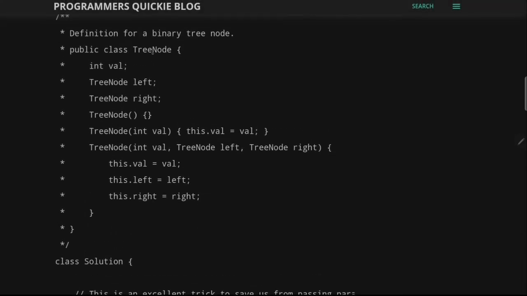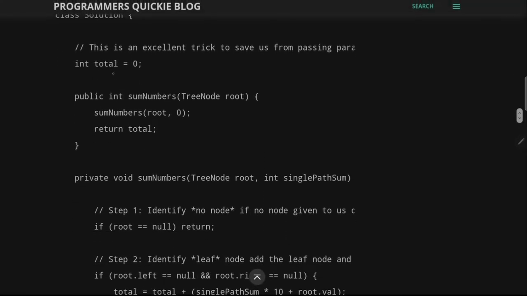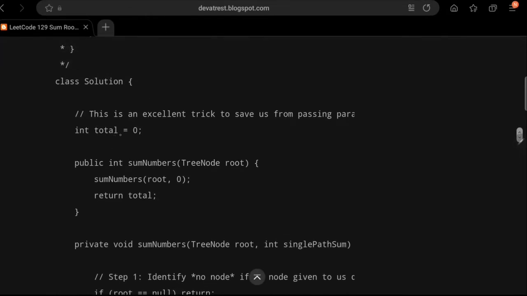So first, LeetCode is kind enough to give us the definition of a tree node. We are going to use recursion because we need to scan the tree. When you scan the tree and do operations on all the routes, recursion is a good idea. We look at the total. We start with an excellent trick that will ease us in the recursion to pass again and again the total.